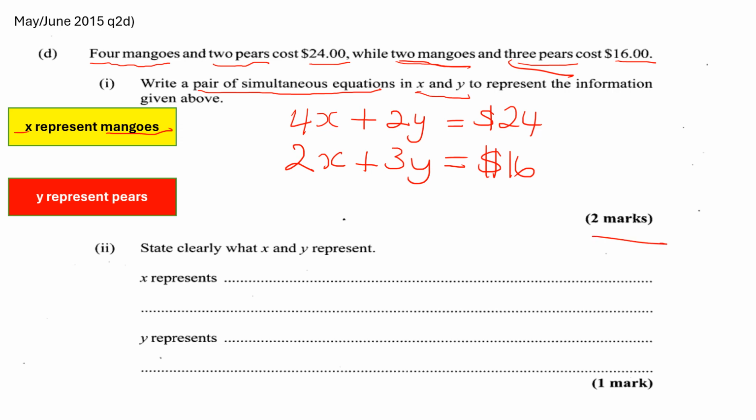State clearly what x and y represent. x represents the cost of 1 mango, and the y will represent the cost of 1 pear.